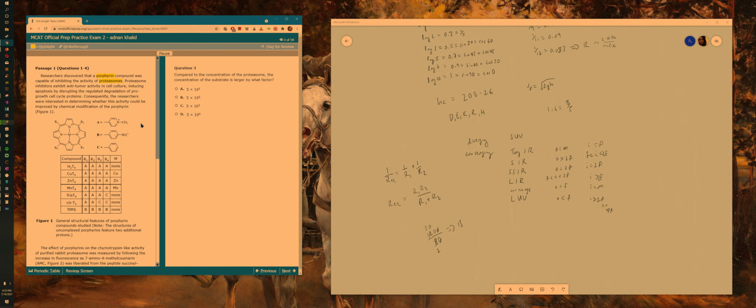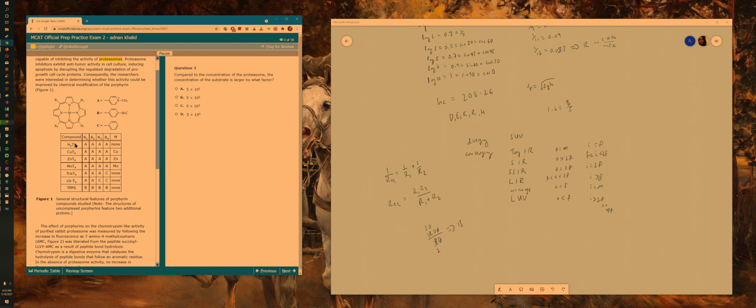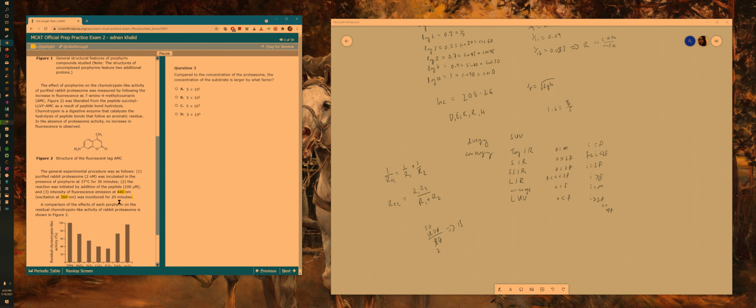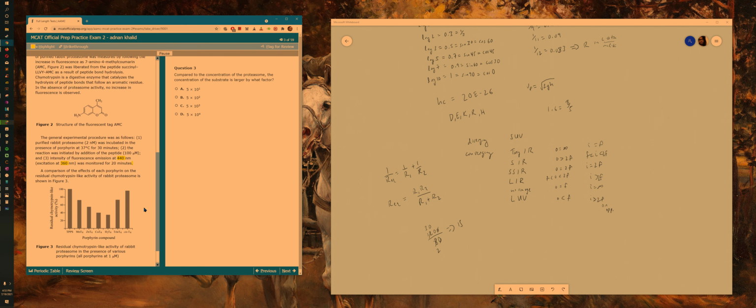Okay. Porphyrin compounds, these are just versions of this with these as R groups, I suppose. Chymotrypsin-like activity. Chymotrypsin is the, oh wait, protosome over here. I'm just going to click something and flag. All right, so here I don't have to look too much into it.